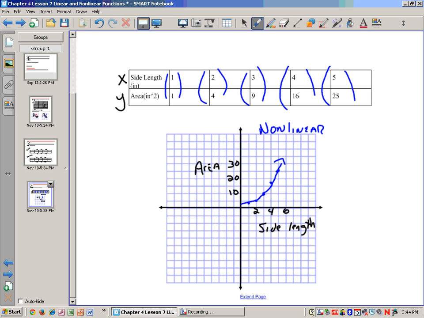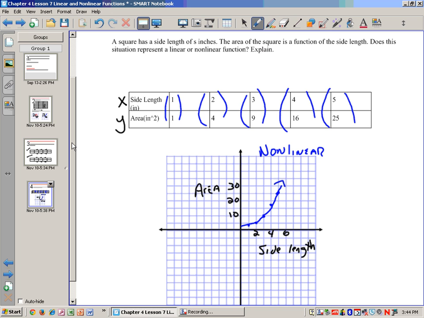Let's look at our table real quick to double check to make sure our graph isn't just misleading us. Our side length, 3 to 4 is +1, 4 to 5 is +1. Well, that's constant. Let's look at our area. We have a 1 to 4, which is a +3 difference. 4 to 9 is +5. 9 to 16 is +7. 16 to 25 is +9. So we really don't have a constant rate there. So yes, that does double check our graph. That's showing us we have a nonlinear function.